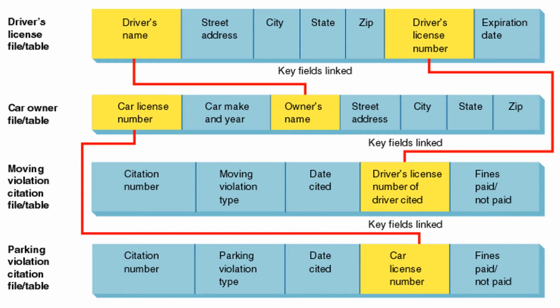So let's take a look at what we just talked about represented visually. How does information fit into a relational DBMS? Remember, tables are used to store information about entities. As illustrated here, one table is created for each entity. In this example, the driver table, car table, moving violation table, and the parking violation table.